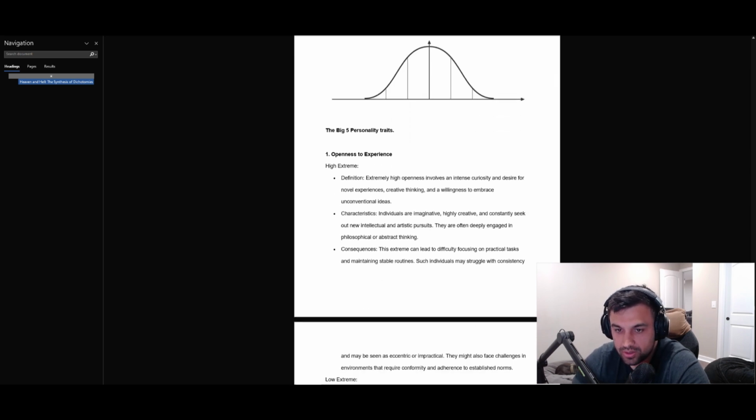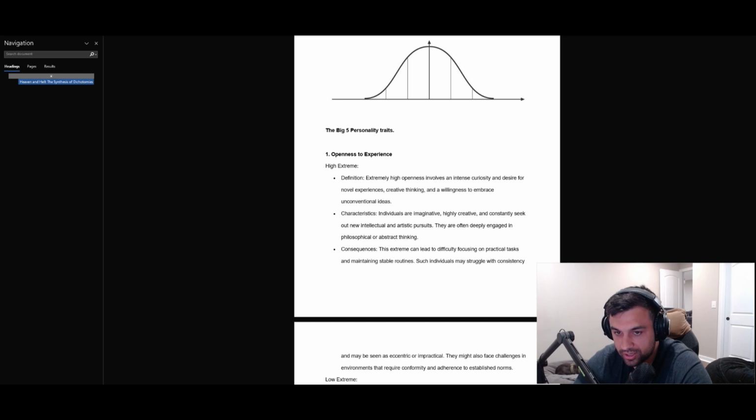So, openness to experience is the first trait. I just remember, I memorize the 5 personality traits as OCEAN because it's an actual word and it's easy to remember. So it's openness, conscientiousness, extroversion, agreeableness, and neuroticism. And the first one we'll go over is openness.